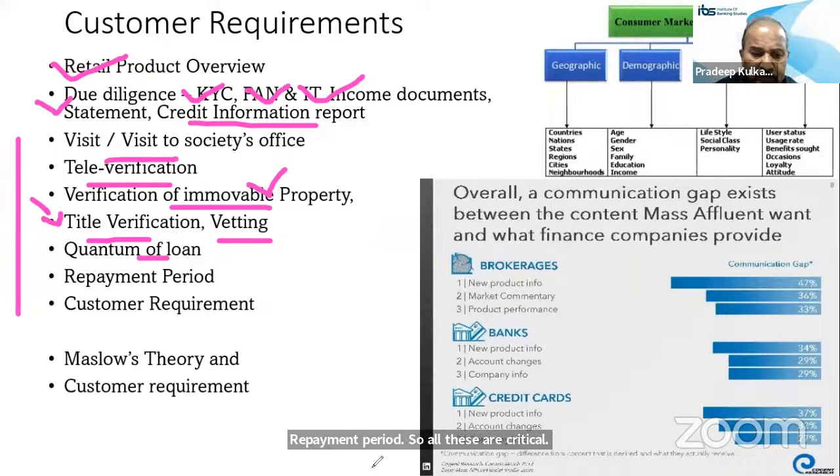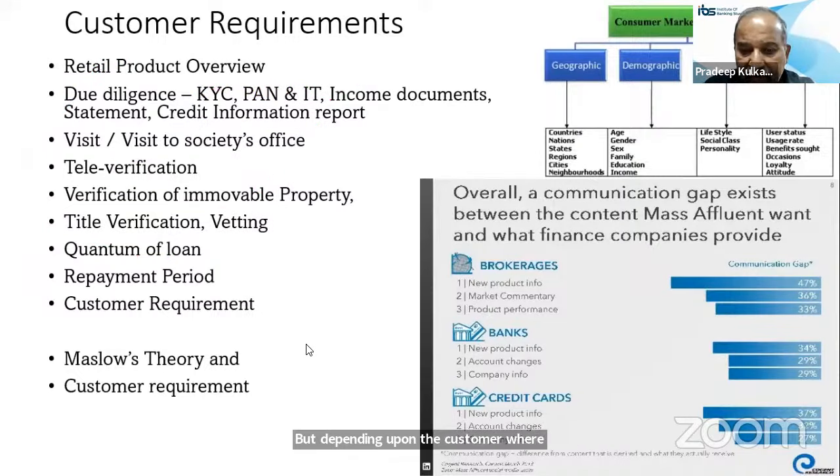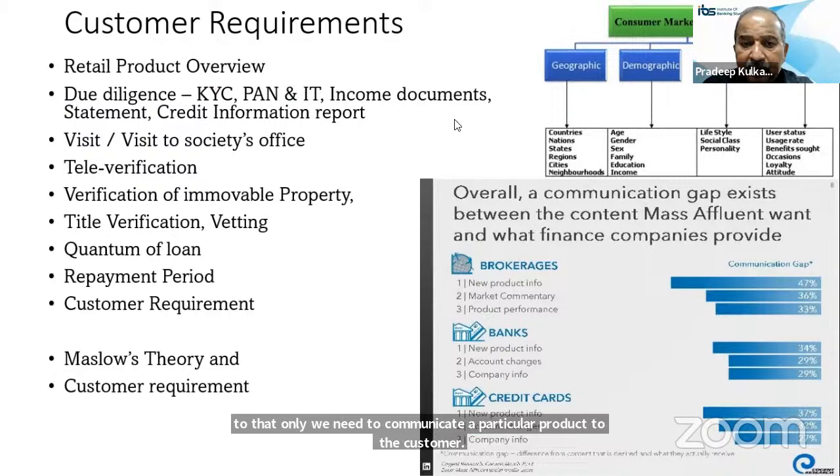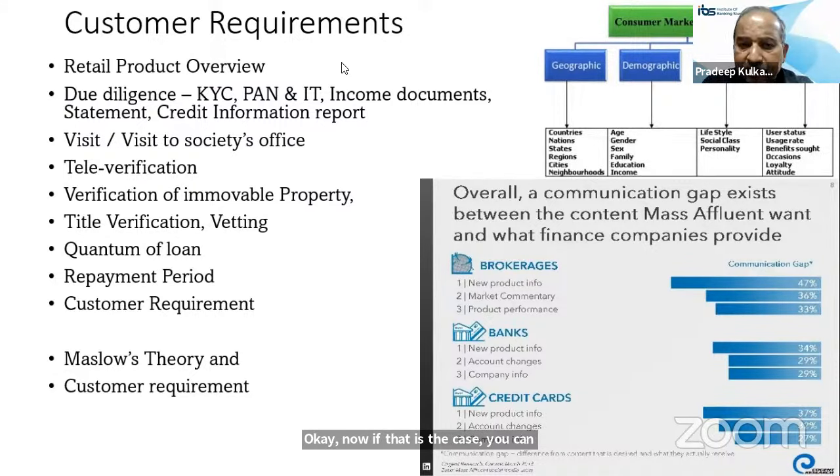But is it that only sufficient? Don't you think that there is a Maslow's theory plays an equal role? Because all products just because of these things can't be sold. Because depending upon the customer where he is, according to that only we need to communicate a particular product to the customer. Okay. Now, if that is the case, you can see here how the entire market gets segmented.